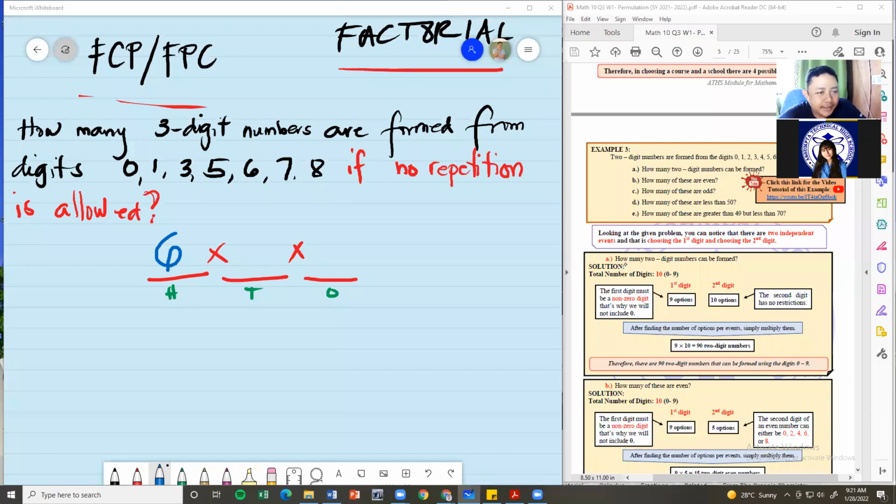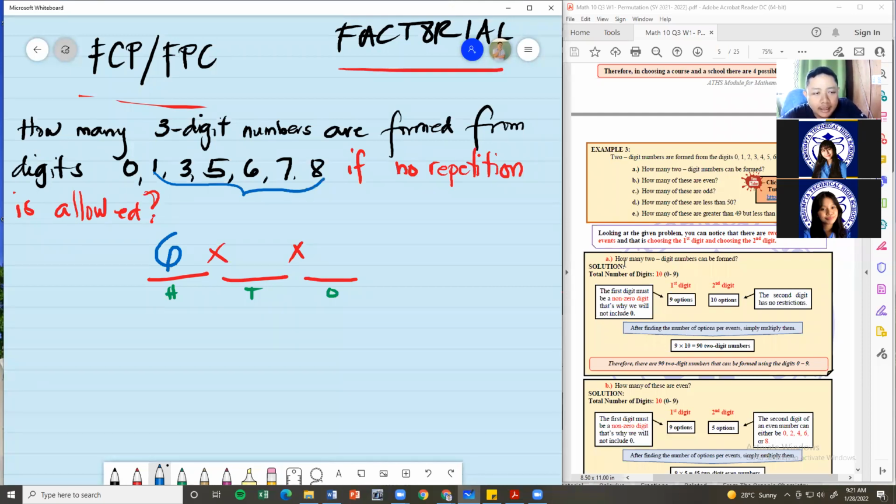Okay, so we ended with 6. Now let's continue with our tens digit. Just like what we mentioned a while ago, we don't know which of these digits will be used for the hundredths place, but we know that one of them will be used. Therefore, if no repetition is allowed, how many digits can we place for the tens digit?